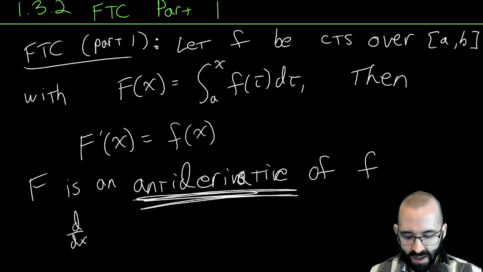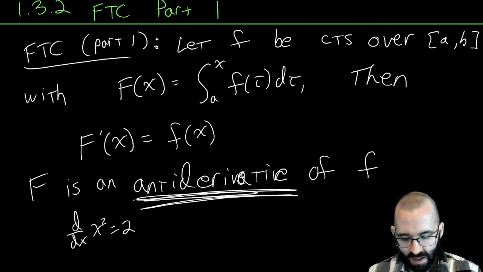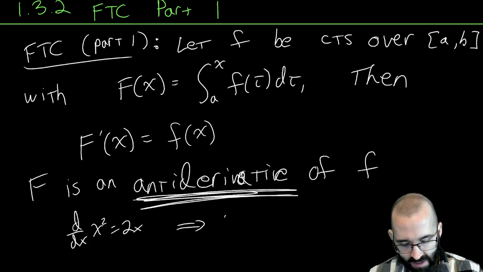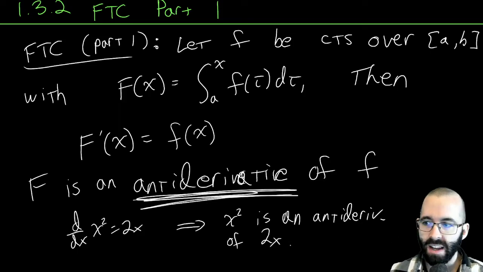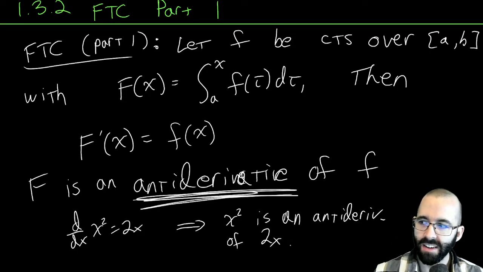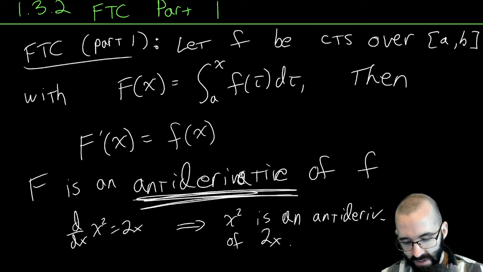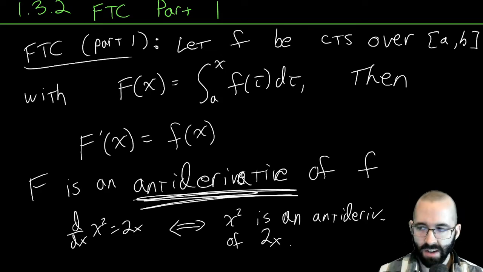The derivative of x squared equals 2x, then what we would say is x squared is an antiderivative of 2x. And in fact, there's infinitely many antiderivatives, but we'll get to that again later. So that's the relationship here. We'll draw a double-sided arrow. But again, I'm getting ahead of myself.